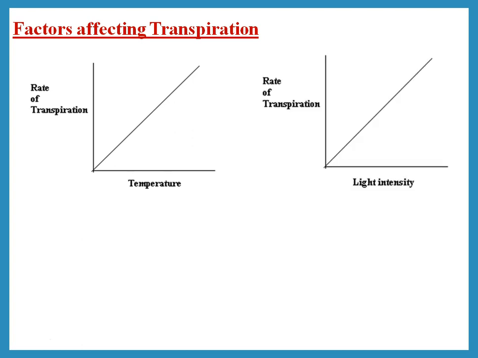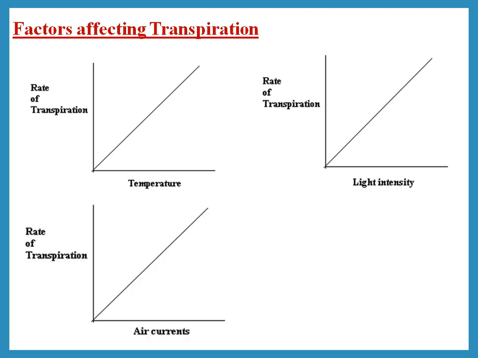What about if we're increasing light intensity? Remember that when light intensity increases, the stomata need to open in order to provide the plant with carbon dioxide for photosynthesis. So when there is more light intensity, the stomata are open. And of course, if the stomata are open, then more of the water vapor can diffuse out of the leaf. So higher light intensity increases the rate of transpiration.